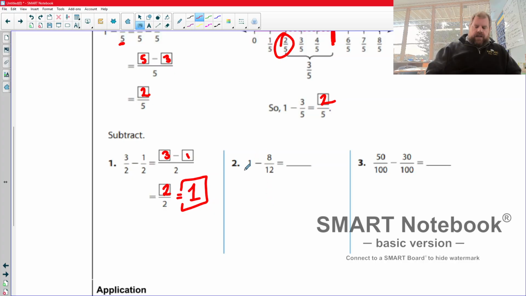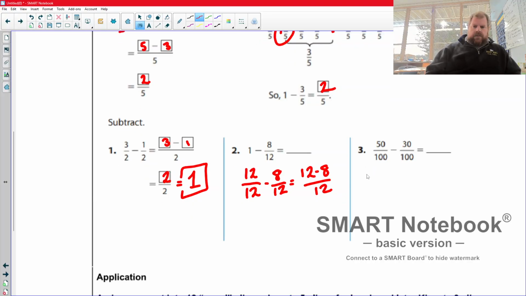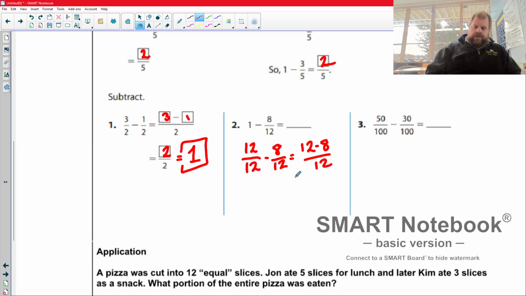Number 2 brings in that whole number idea. I've got a 1 there. 1 would be 12 twelfths. And we're subtracting 8 twelfths. So again, I'd give myself my 12 minus 8 twelfths. See if I can move it down just a little bit. That would be 4 twelfths. 12 minus 8. And then we could probably do a little bit better. Those are both multiples of 4. Feels like 1/3. And there we go.